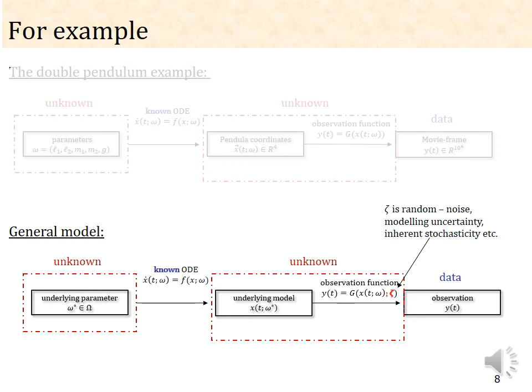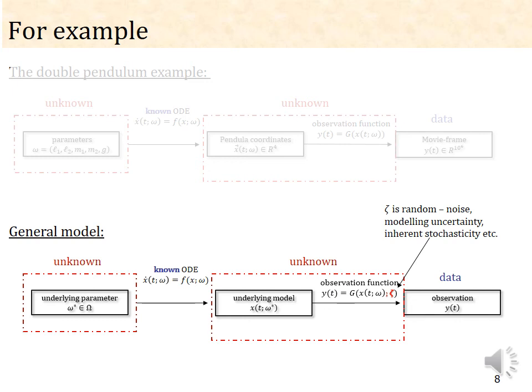So you have omega star. This is a true underlying parameter that we do not know. And a known ODE pushes it forward to a model. So a model is the coordinates with some parameter. And then there's an unknown observation function g, and the only difference that I'm introducing here is the randomness.